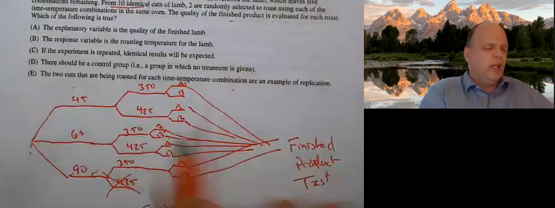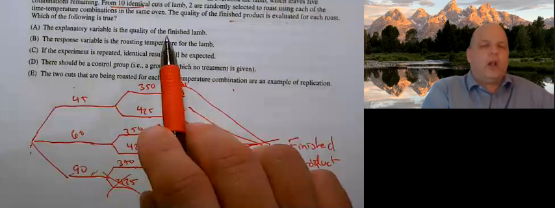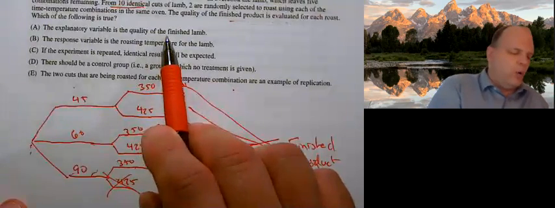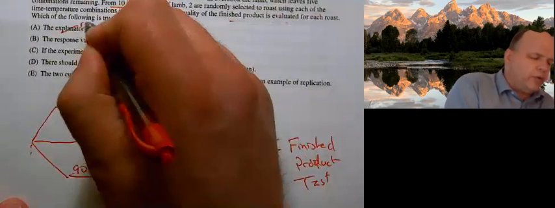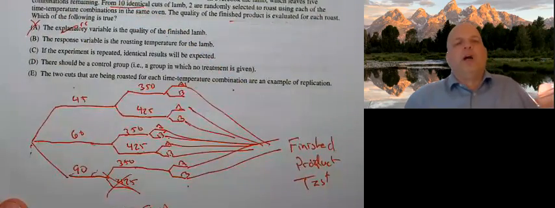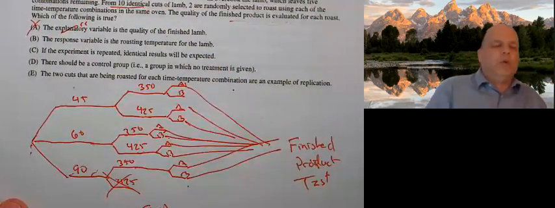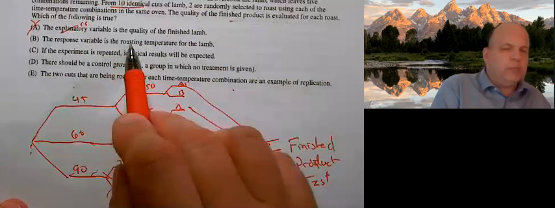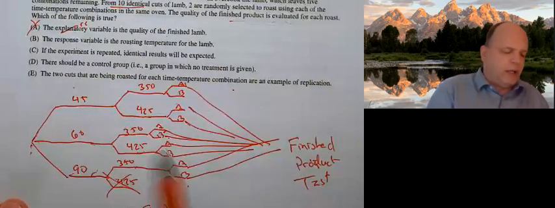So let's look at this. The explanatory variable is the quality of the finished lamb. No, that is the response variable. So this is wrong. The response variable is the roasting temperature. No, the roasting temperature is one of the explanatory variables.